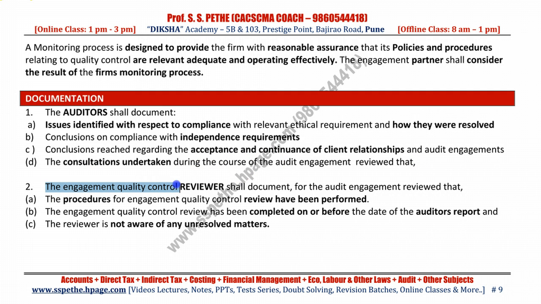Then comes the engagement quality control reviewer shall document for the audit engagement review that the procedure for engagement quality control review have been performed. So first they have to make sure that the procedure for quality control reviews have been followed. The engagement quality control review have been completed on or before the date of auditor's report. तो report जब auditor report issue होगी उस date के पहले आपका ये reviews complete हो जाने चाहिए. And the reviewer is not aware of any unresolved matter. तो कोई भी unresolved matter pending नहीं रहना चाहिए.